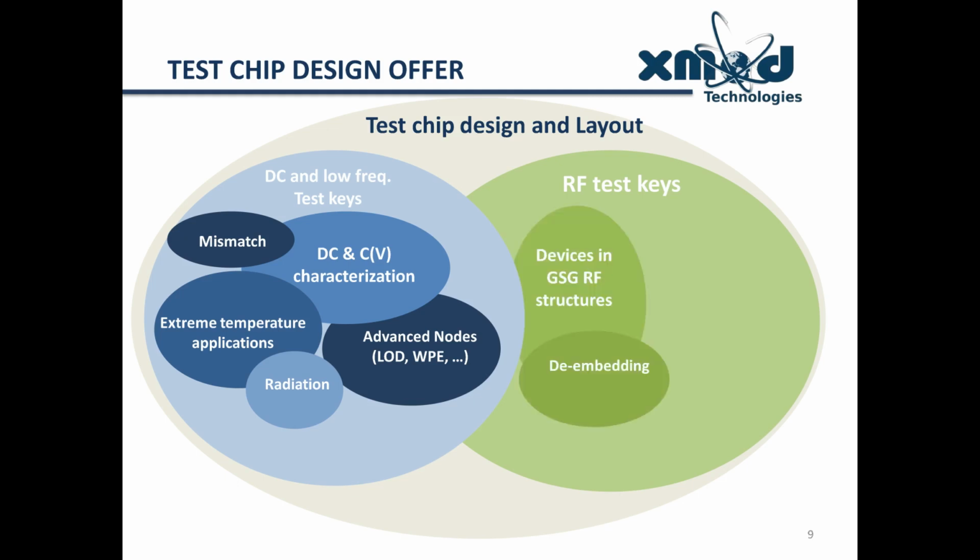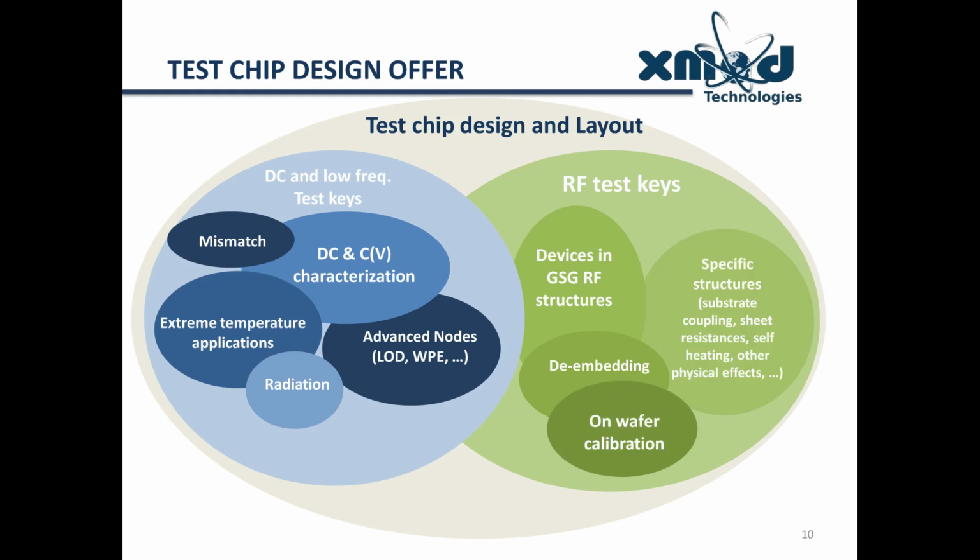On the RF test keys area, of course, we need to add all the test structures which are related to devices in GSG RF test pads. But we need also to design the corresponding de-embedding structures and to ensure that both correspond well to have a smooth de-embedding strategy. We need to add also specific test structures for physical effects determination.